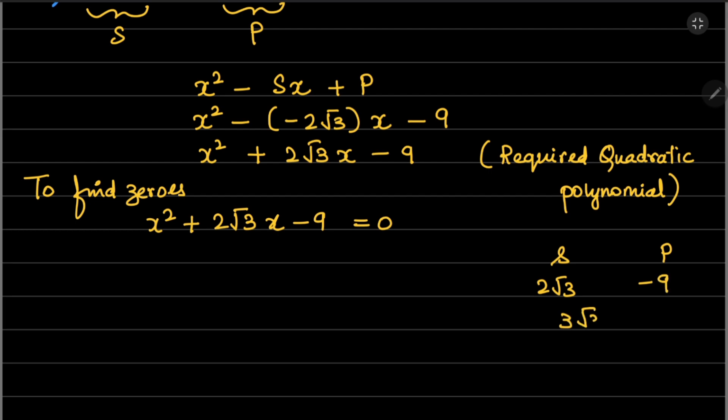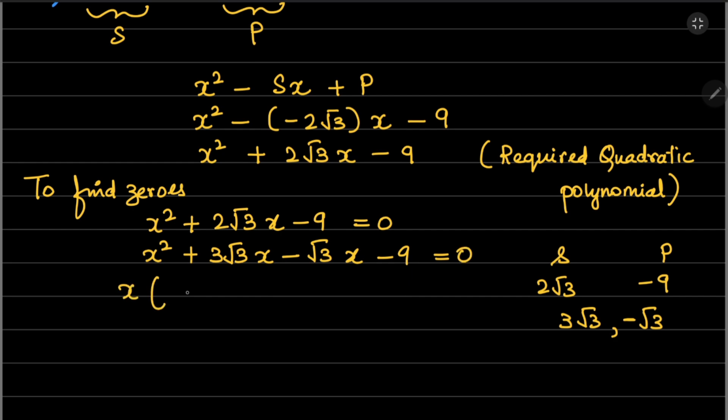So you will have 3 root 3 and root 3. Okay. Because 3 3s are 9 and one of the 3 you can split it as root 3. So here if you put a negative sign to root 3, 3 root 3 minus root 3 is nothing but 2 root 3. And the product will be minus 9. So x square plus 3 root 3 x minus root 3 x minus 9 equal to 0.